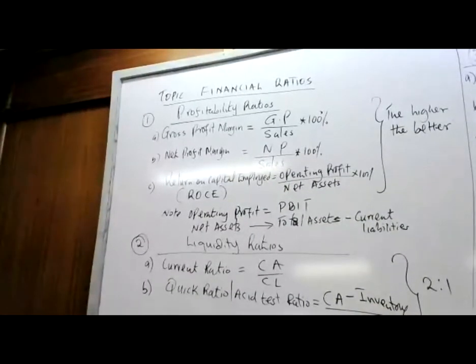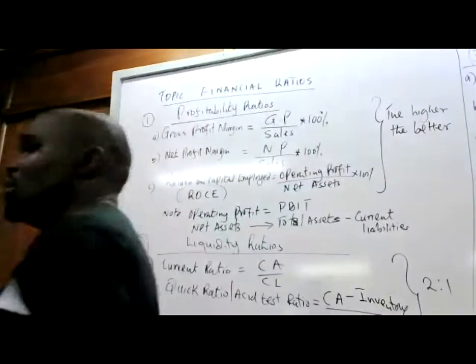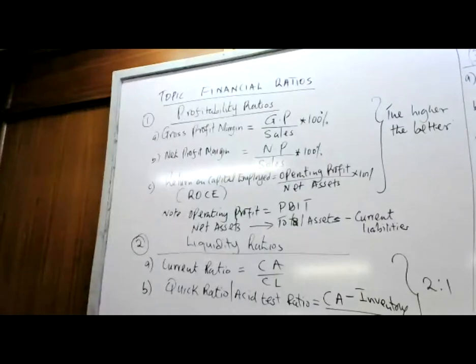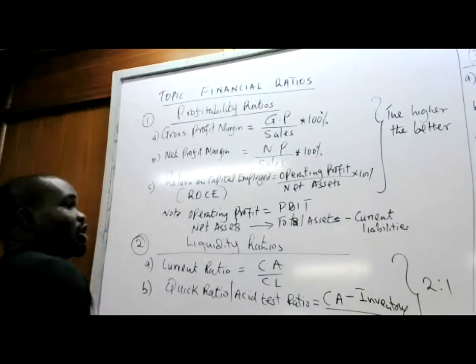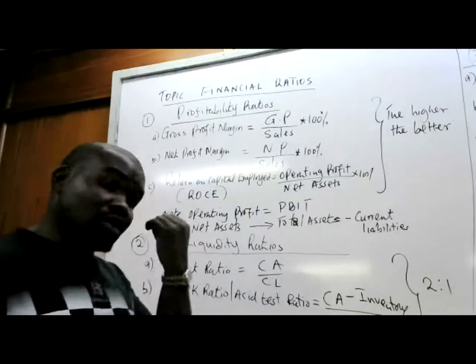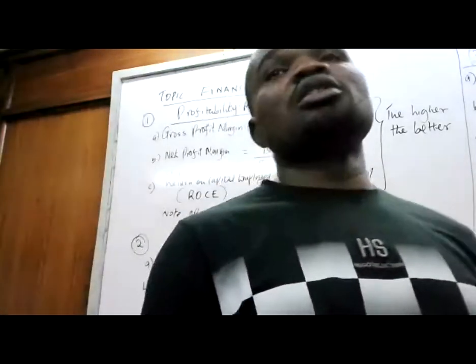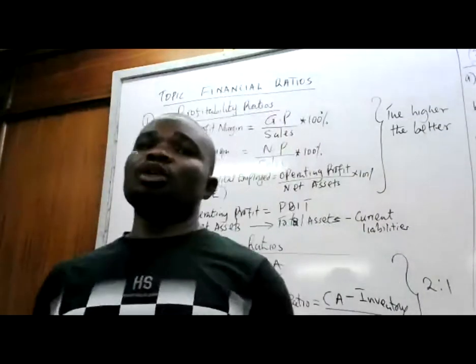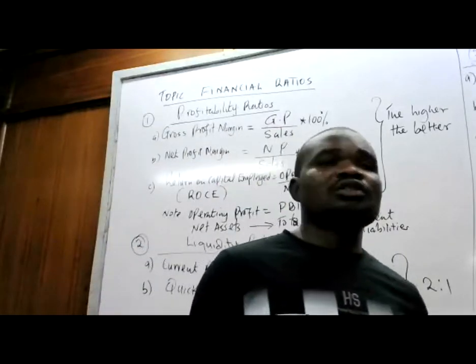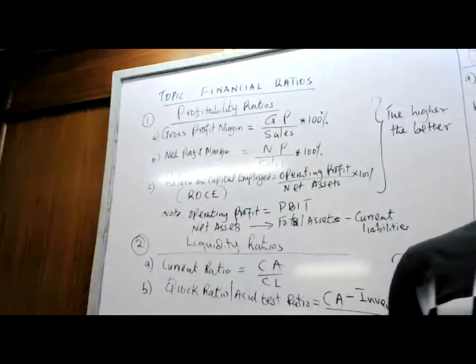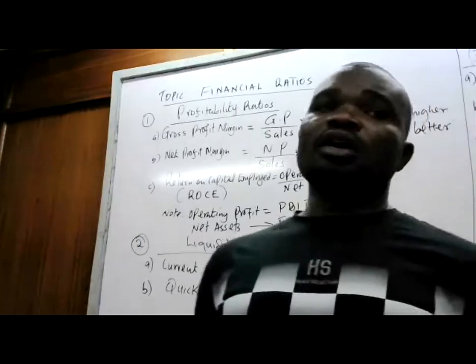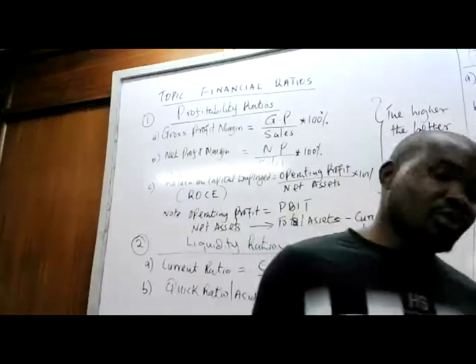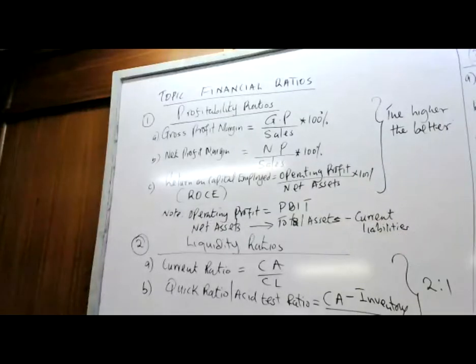Average is equals to opening plus closing divided by 2. So when you see the word average, that is the meaning: opening plus closing divided by 2. Then again you say where opening is not available, closing is assumed to be the average.